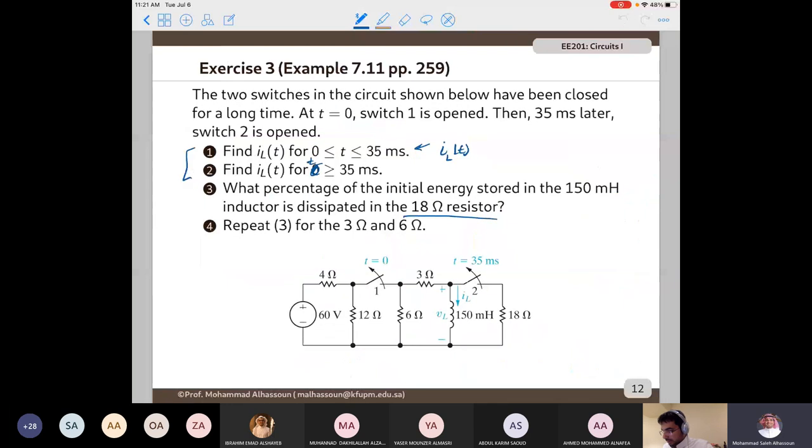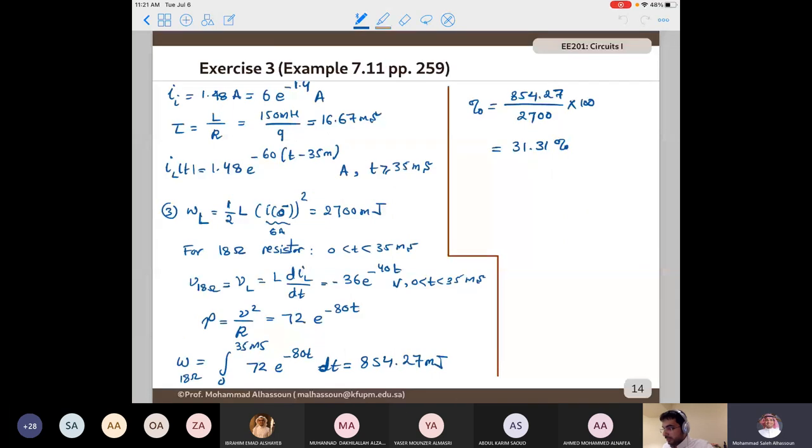The last part is asking us to repeat for 3 and 6 ohm. I will show you how to do it for 3, and I'll give you the solution for 6 ohm. So for 3 ohm, the initial stored energy is exactly the same. But the difference here is that you need to consider the 3 ohm resistor on two intervals, from t equals 0 to t equals 35, and when t is greater than 35, because the 3 ohm resistor is part of the circuit in both intervals. So let's start.